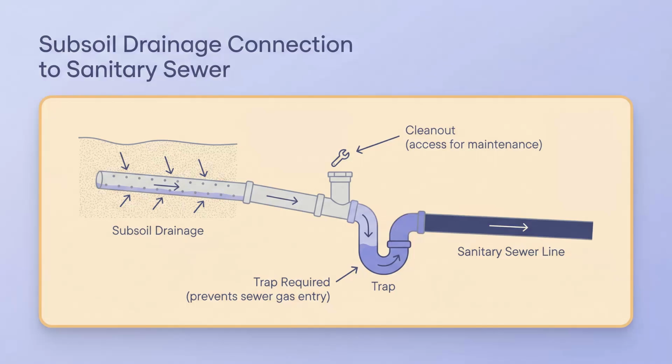What about the water under the building, subsoil drainage? The code doesn't tell you how to lay the subsoil pipes themselves, but it does regulate how you connect them to the plumbing. You absolutely need a trap between the subsoil pipe and the sanitary system. You don't want sewer gases migrating back into the soil around your foundation.